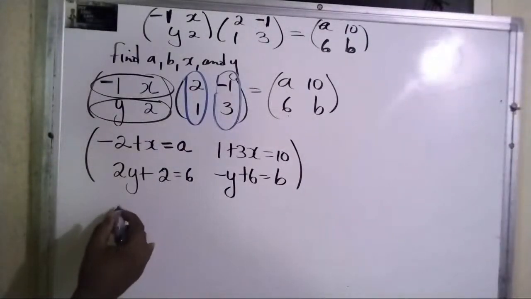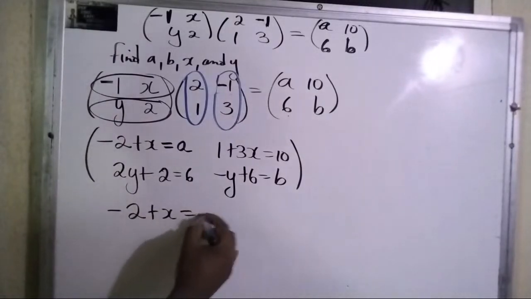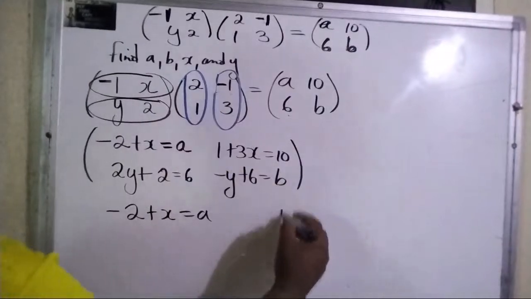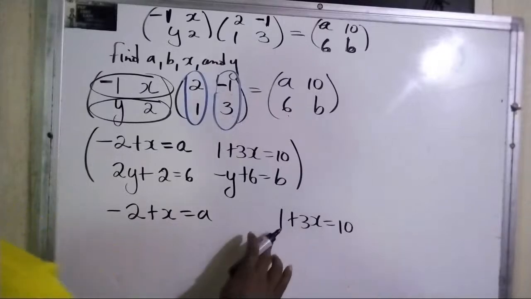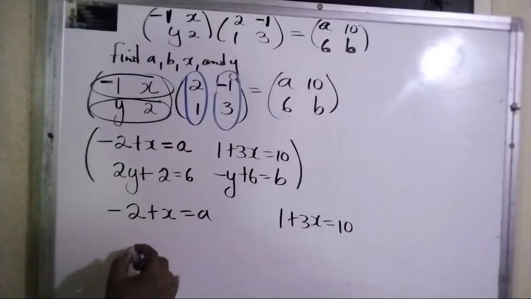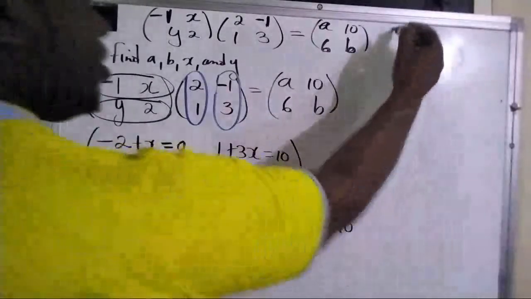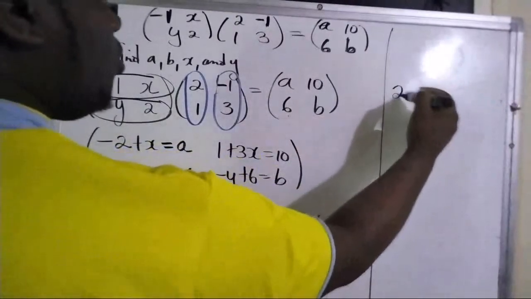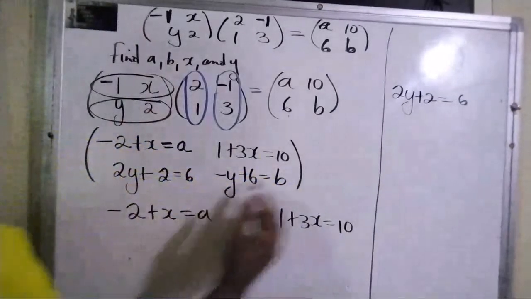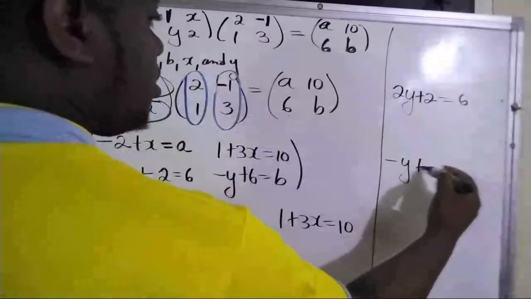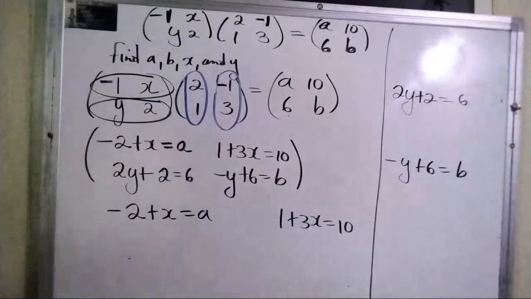So now we can split them apart. So we have negative 2 plus x equal a. 2 unknowns, we can't solve for that. However, we can solve for this one because it's 1 unknown. And we can solve for this one. I'm going to put this one up here so I have the space. So it's 2y plus 2 equals 6. And then we have negative y plus 6 equal to b. So let us solve for the ones that we can and then substitute.